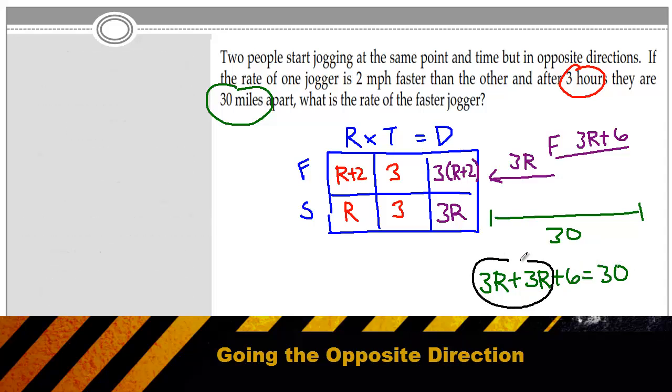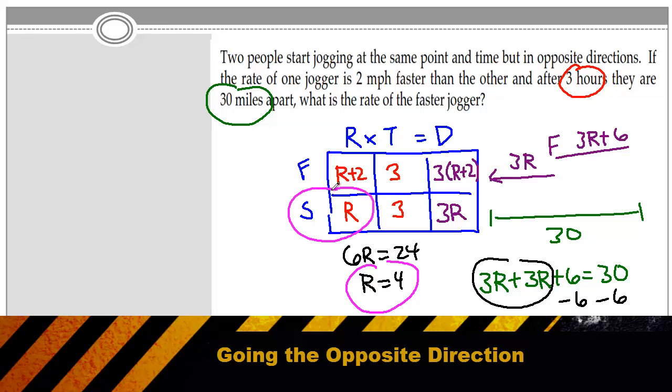I can combine like terms and subtract 6 from both sides, and I get 6r is equal to 24, or the rate is 4. And the only trap here is to make sure that we're actually answering the question. They're not asking for the rate. Remember, that was our rate for the slower jogger. They want to know the faster jogger. So what we're really looking for is r plus 2, or 6.